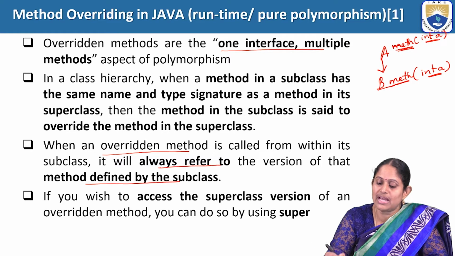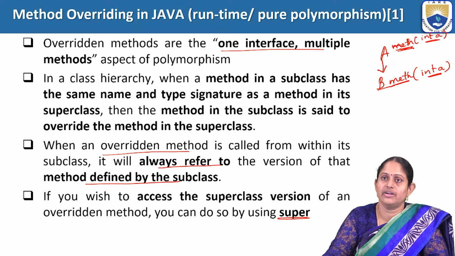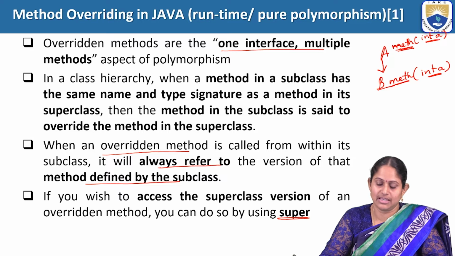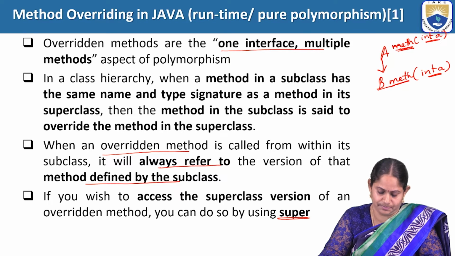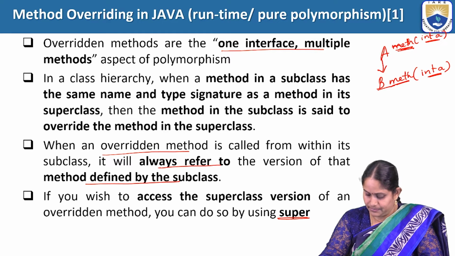And now if you want to access the parent class method from the child class, then you have to make use of the keyword super. We use the keyword super to invoke the parent class version of that particular method.